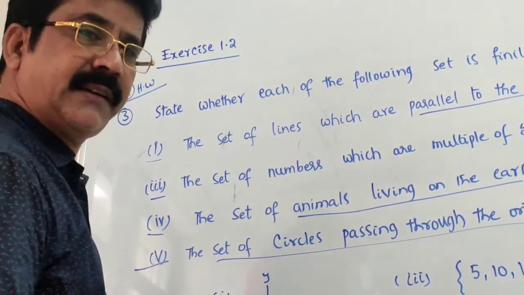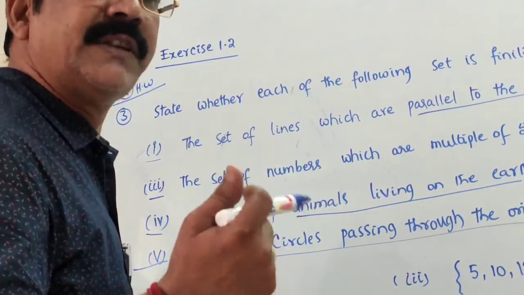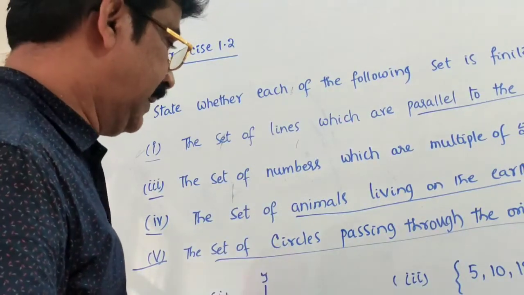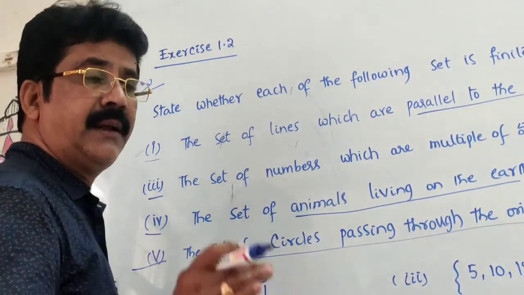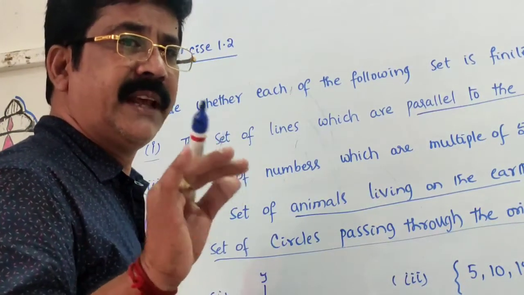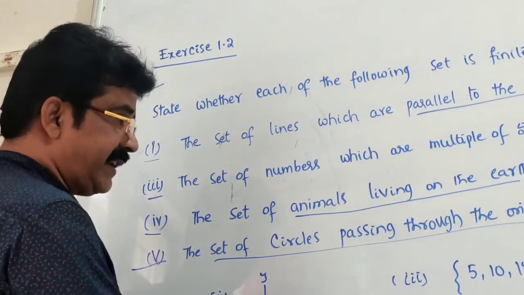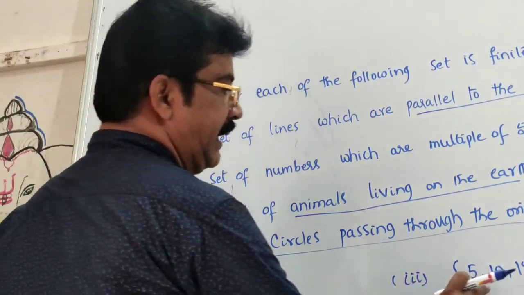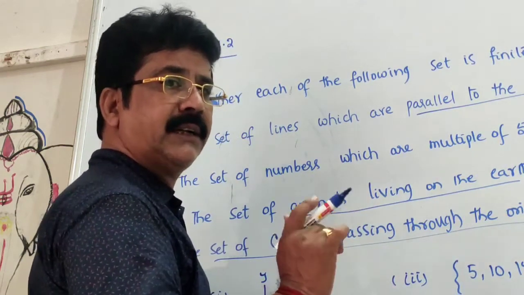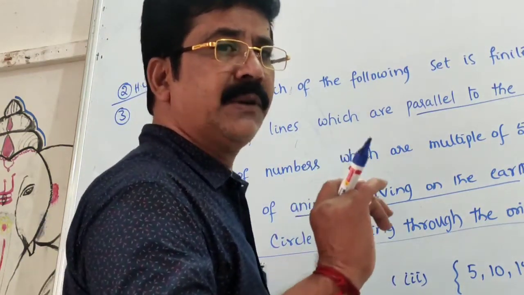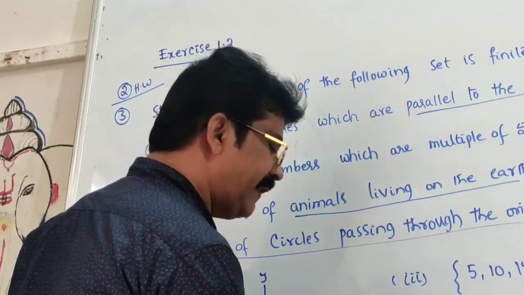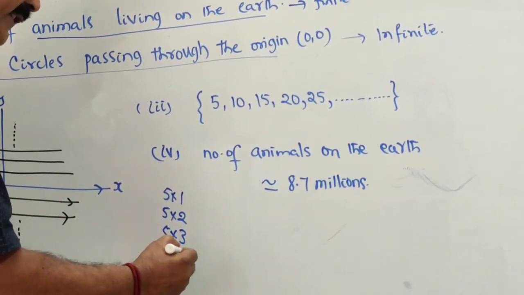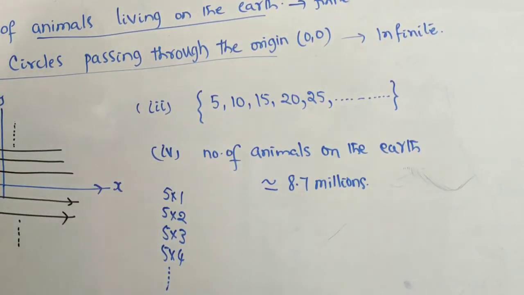In these questions, we are learning the parallel lines which are parallel to the x-axis. How can we draw them? And how many parallel lines will be there to the x-axis? We are learning here. Next, in this question, we are learning how to write the roster form of multiples of 5. Multiples of 5 means 5 into 1, 5 into 2, 5 into 3, 5 into 4. These are multiples of 5.